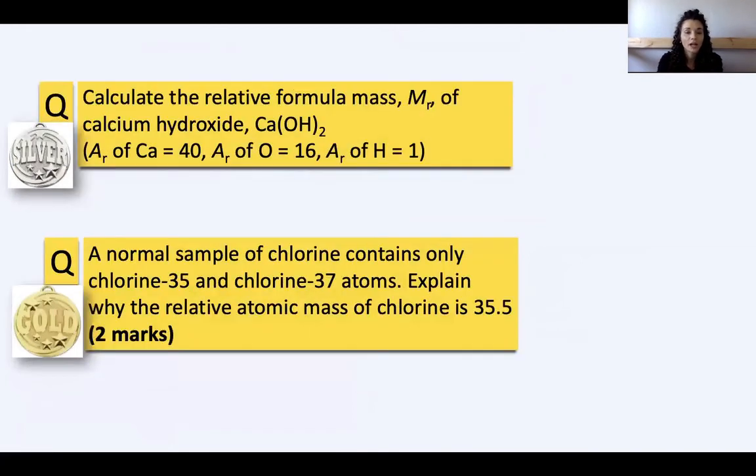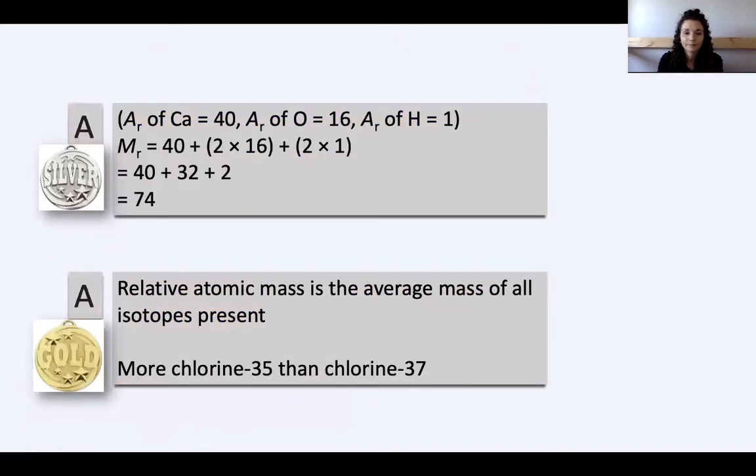The second question said, a normal sample of chlorine only contains chlorine 35 and chlorine 37 atoms. So they're the mass number of the different isotopes of chlorine. Explain why the relative atomic mass of chlorine is 35.5. So the relative atomic mass is an average of the mass of all the isotopes present. And so therefore there must be more chlorine 35 than chlorine 37. Okay, don't worry if you didn't get that question. It's a higher level question to understand, so don't panic.